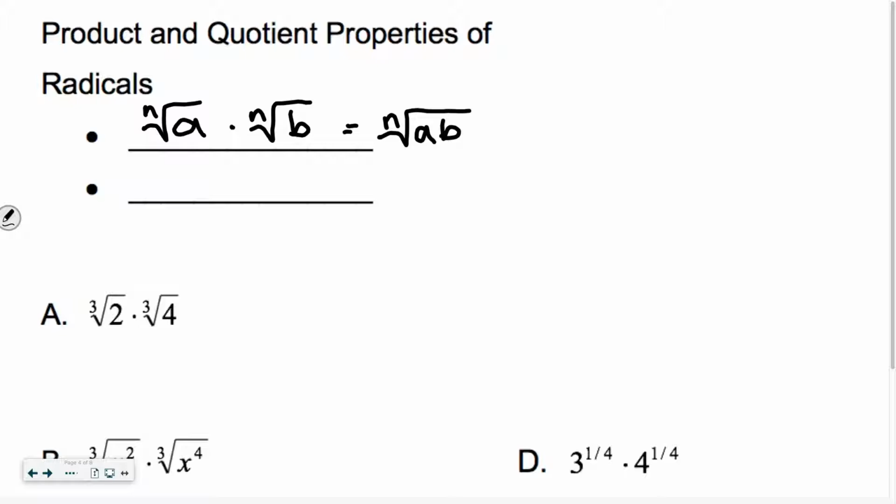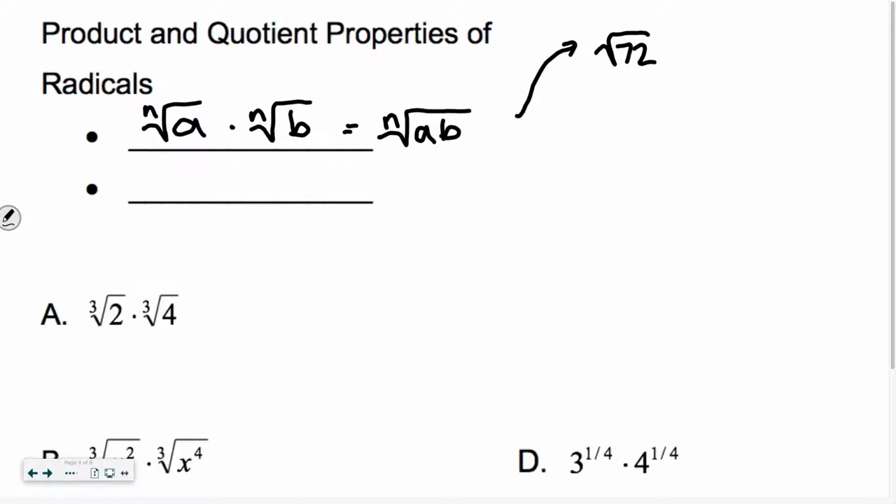And this property works both ways. So I can have two separate radicals that have the same root and make them one through multiplication, or I could have one radical and separate it and then work it out. So this is actually the property we use to do things like the square root of 72.